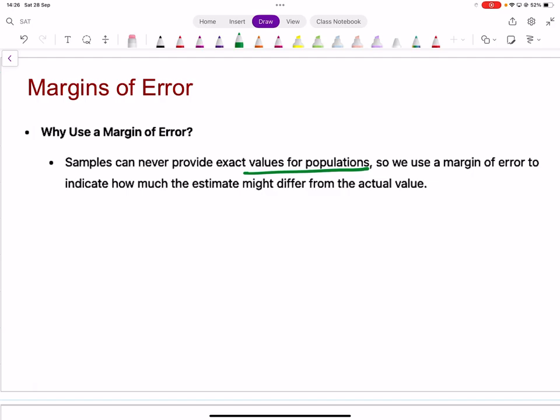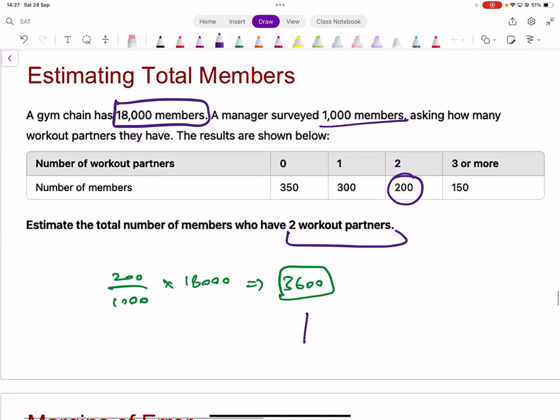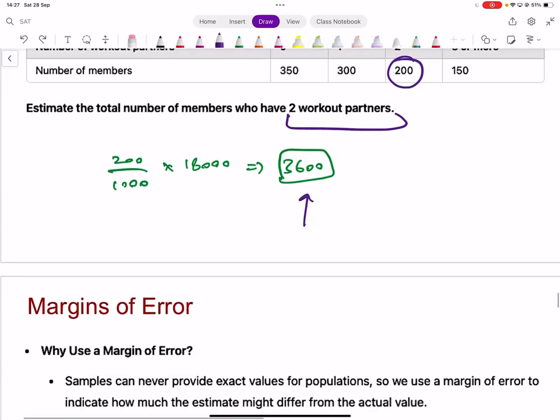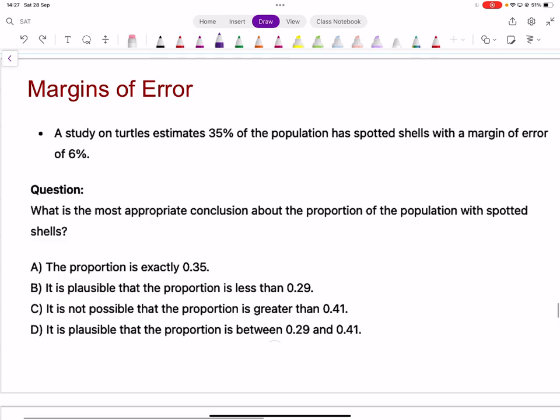Now, how we calculate these margins of error is beyond the scope of SAT. You will study that when you do your first statistics course in university. You just use software for that. Basically, there are functions behind that. You will be given margins of error in the questions. You need to be able to interpret them. So this 3,600 number is going to come with a margin of error. Now let's see how that is going to look.